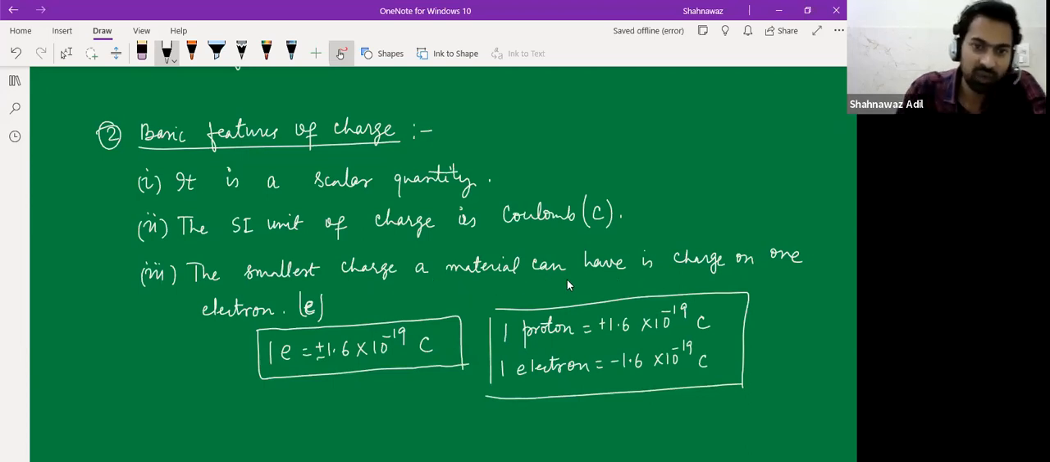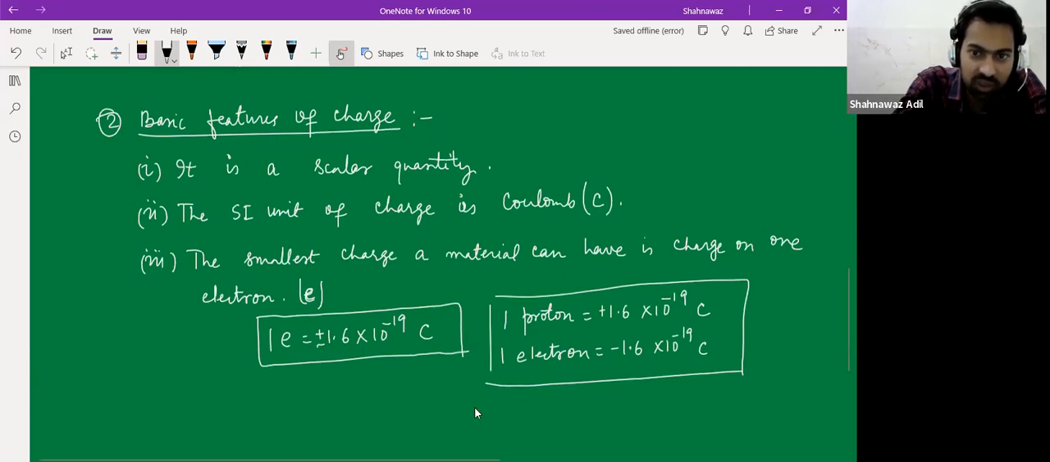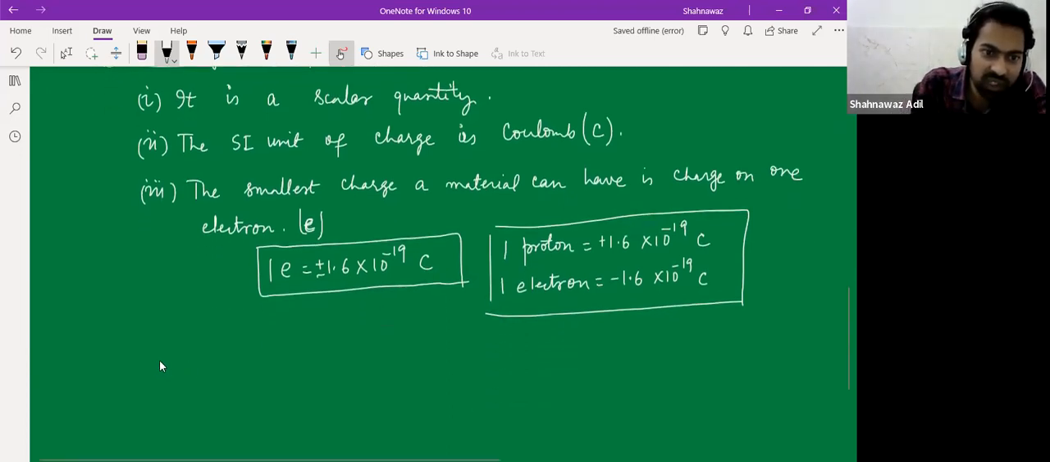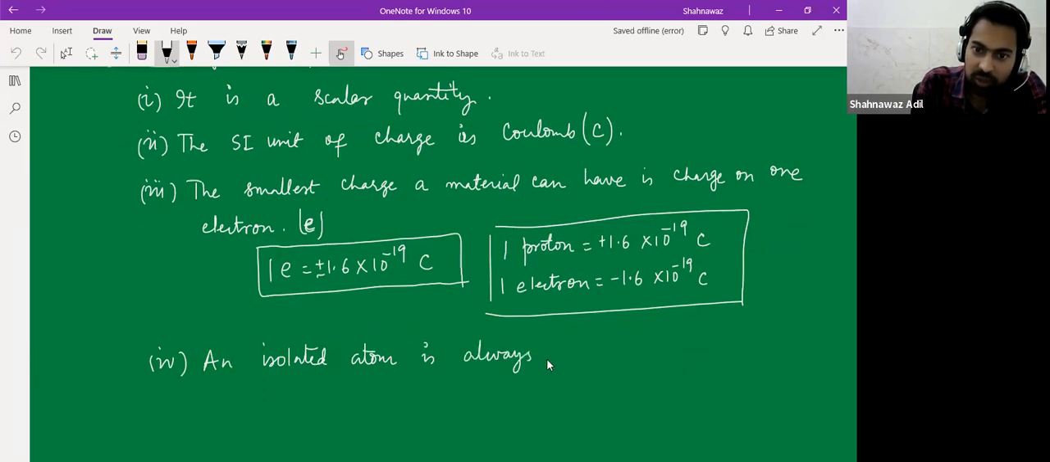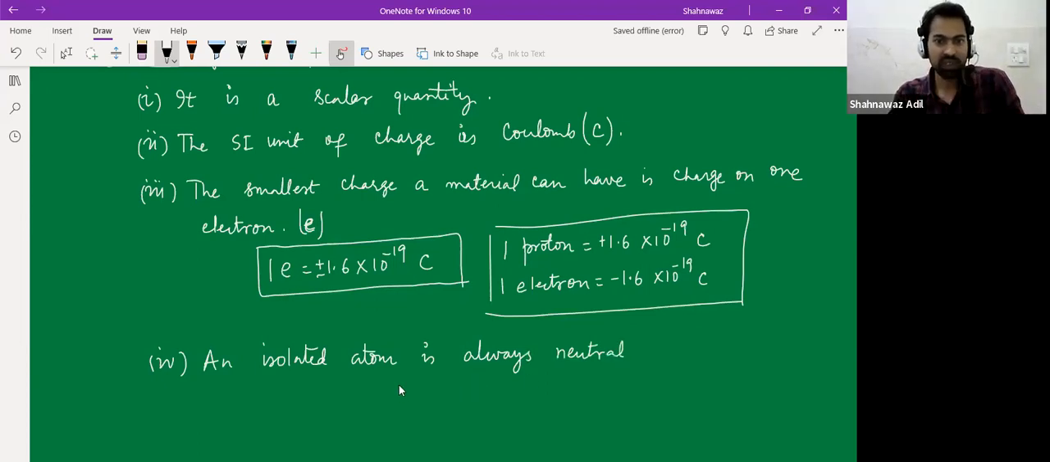And what are the other features? Whenever you have a neutral atom, an isolated atom is always neutral. Isolated meaning that it is not reacting with other atoms. If it reacts with another atom, then it will acquire some charge. But if you have an isolated atom, that atom is always neutral.